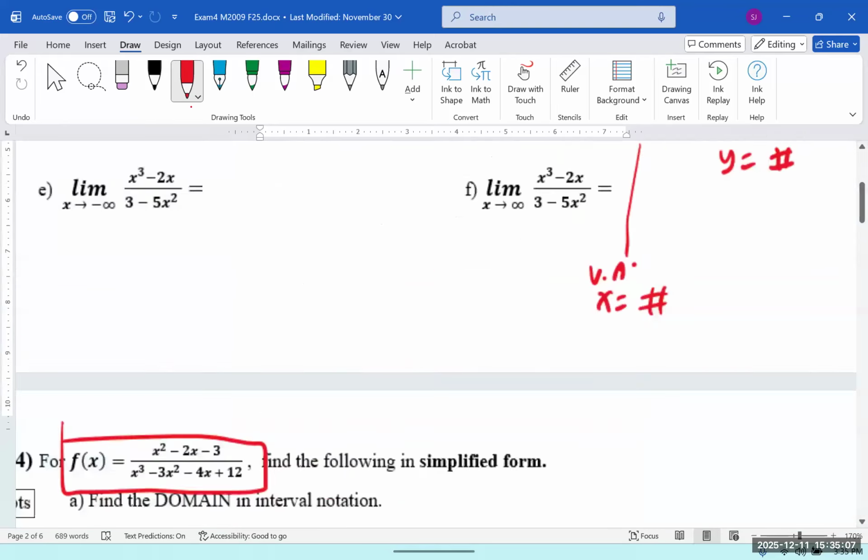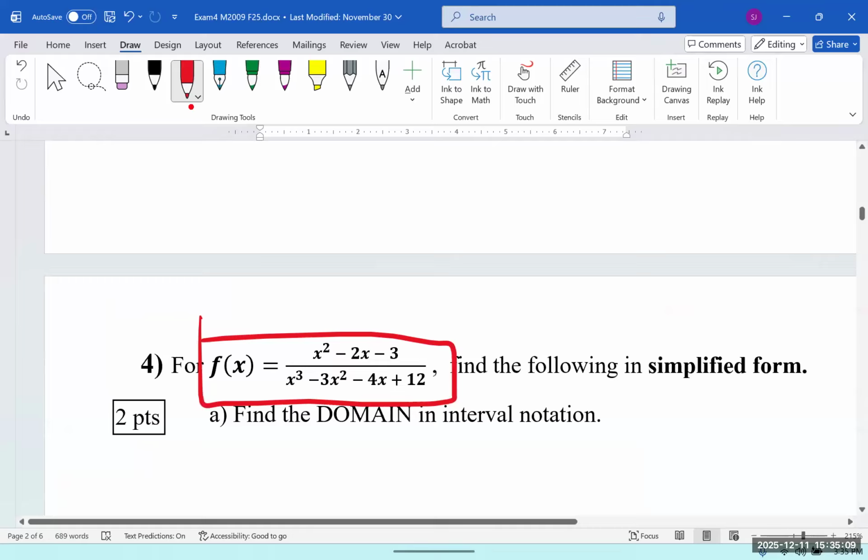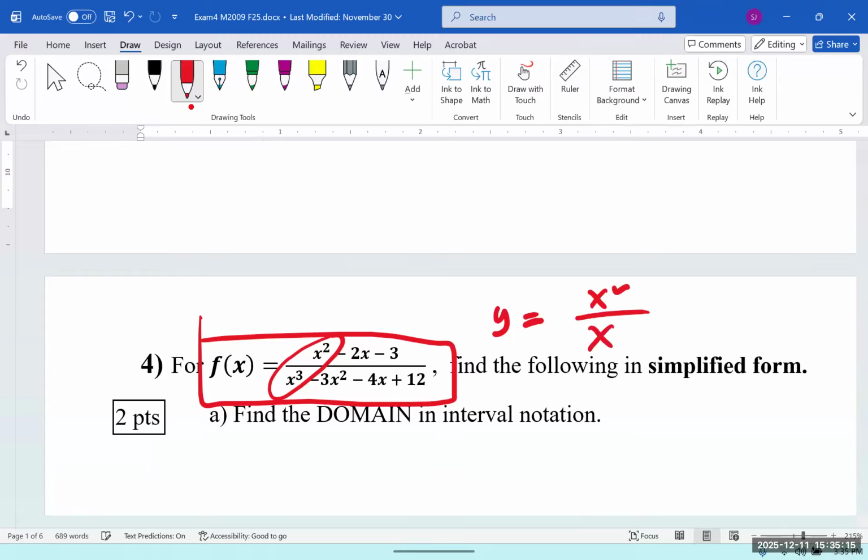So what is y equals? You look at the highest degree on the top and the highest degree on the bottom. So y equals x squared over x cubed. They cancel out, you get 1 over x. Now that 1 over x is 0. Anytime you have x on the denominator and a number on the top, the answer is 0 for horizontal asymptote.